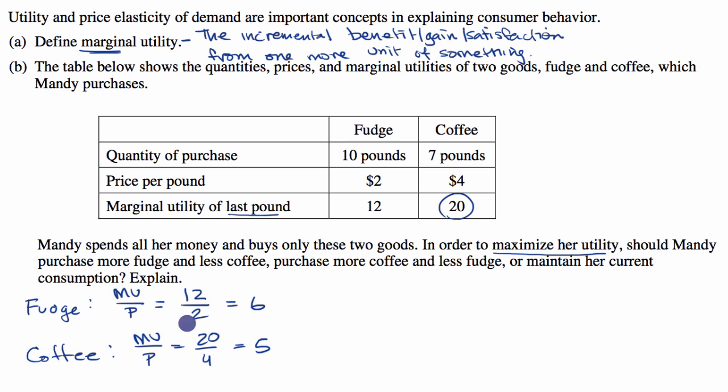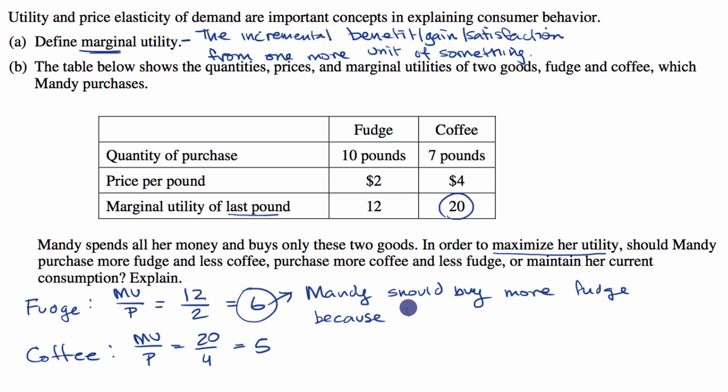And so I would circle that, and I would say Mandy should buy or purchase more fudge, buy more fudge to maximize her utility, because the marginal utility per dollar is higher than coffee. And we'd be done.